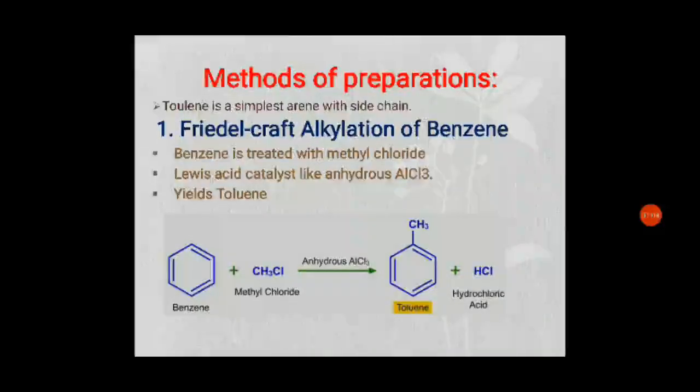First we will see the preparation of toluene. Toluene is the simplest arene with a side chain. Side chain means this part, the methyl group, which is a side chain of benzene. So it is the simplest arene with a side chain. We can prepare it by Friedel-Crafts alkylation of benzene.